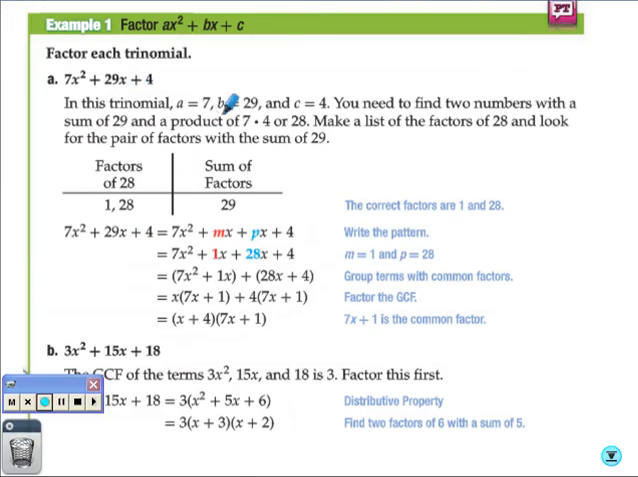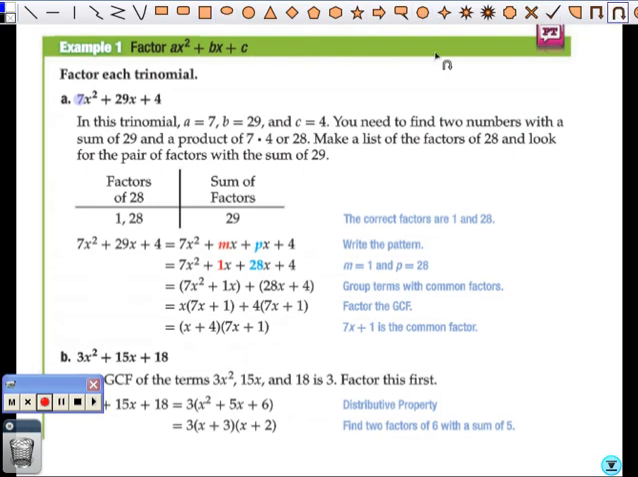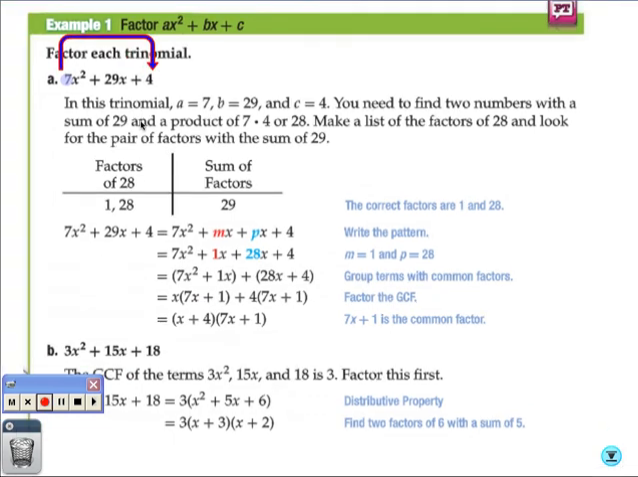So let's look at some. We have 7x squared plus 29x plus 4. When the coefficient, that first number up front, is greater than 1, so right here we have a 7, we're going to multiply 7 and 4. We're going to multiply 7 times 4. 7 times 4 is 28. So we're looking at factors of 28 that we want to add to 29.